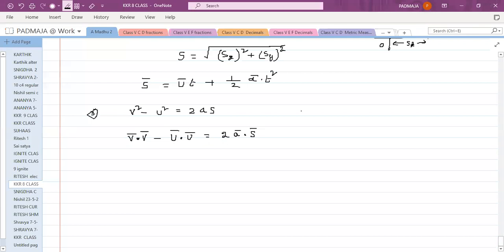Suppose in this case, if I want, I can write the velocity relation along x-axis first, that is vx square minus ux square is equal to 2 into acceleration along x direction into displacement along x direction. And vy square minus uy square is equal to 2 into acceleration along y direction into displacement along y direction.